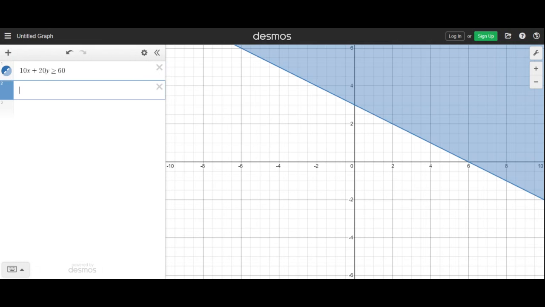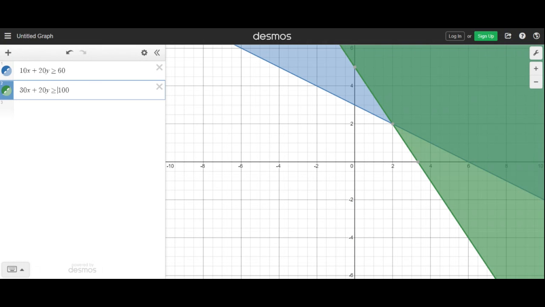Now, the next inequality in this case is 30x plus 20y greater than or equal to 100. And so you can see now, again, we have that solid line, everything shaded above in this case. So you can start to see where these overlapping regions are going to come in. Okay, so we've got everything above the green line and the blue line. We're looking at that overlapping region for right now. There are still 3 more inequalities to go.